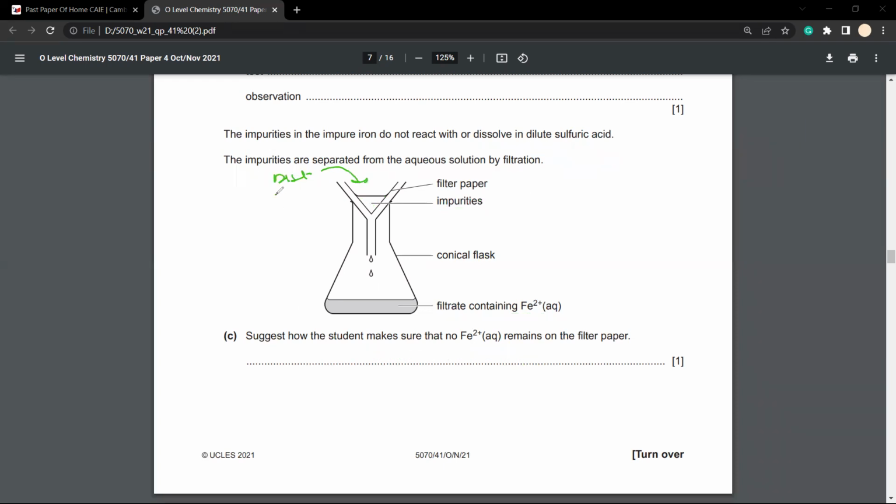If we spray distilled water from above and pour it over, then whatever iron sulfate, iron 2 ions are there will wash out and become part of the solution below. Here you will have the pure form of impurities, and whatever iron 2 particles were trapped among the impurities can wash out and become part of the filtrate. So the simple suggestion is that we will be washing the impurities. We can add the water further in order to wash out the iron 2 and make them part of the filtrate. Okay, going ahead.